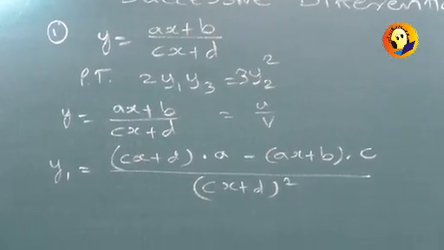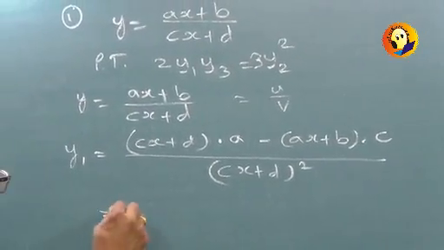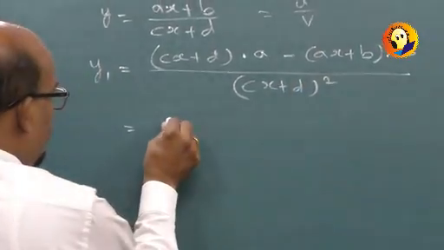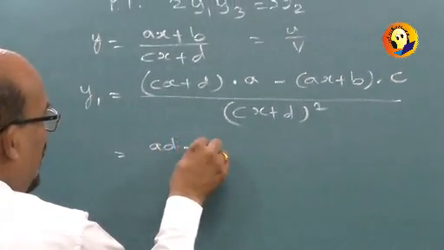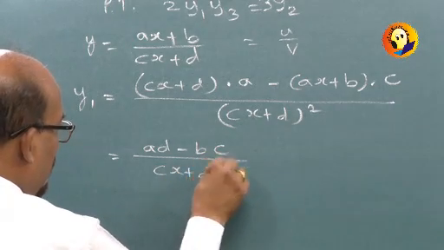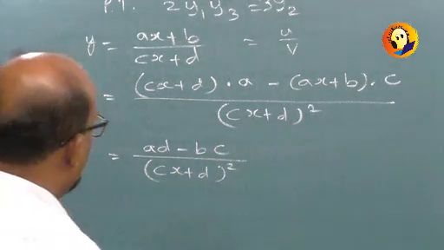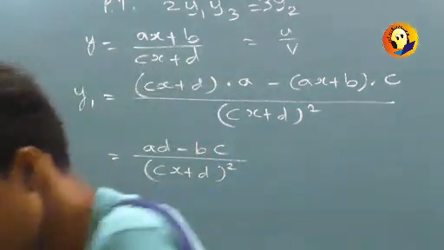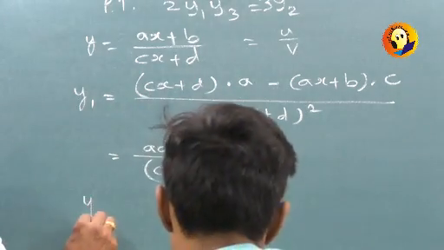V du minus u dv upon v square. So when we expand, acx and acx cancels. What remains in the numerator is ad minus bc upon cx plus d bracket square. So far so good, because from numerator x got eliminated, right? Second derivative y2.